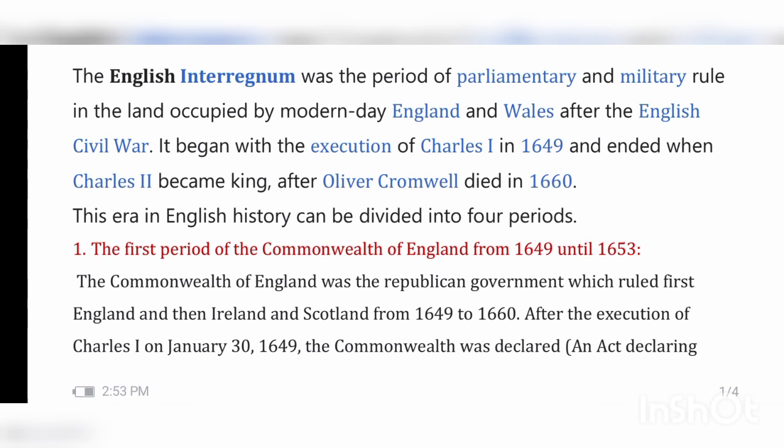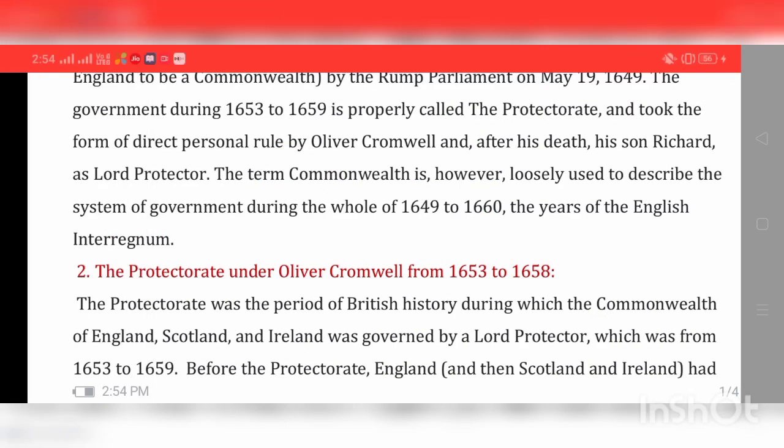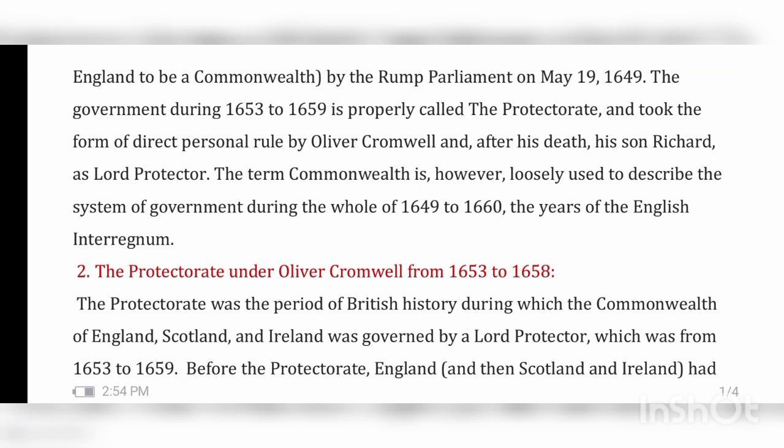This era in English history can be divided into four periods. The first period is the period of the Commonwealth of England from 1649 until 1653. The Commonwealth of England was the republican government which ruled first England and then Ireland and Scotland from 1649 to 1660. After the execution of Charles the First on January 30, 1649, the Commonwealth was declared by an act declaring England to be a Commonwealth by the Rump Parliament on May 19, 1649.